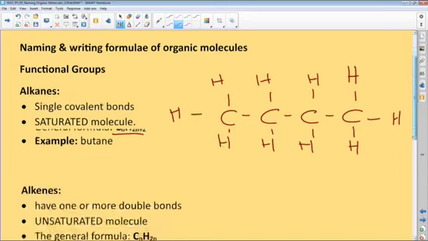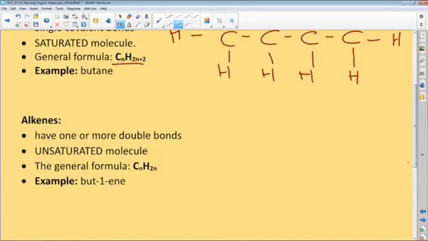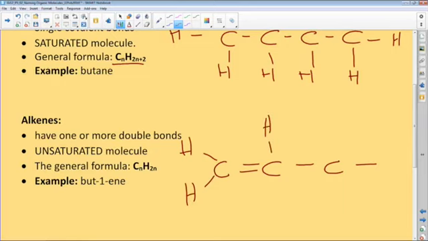The next one are our alkenes. Alkenes must have at least one double bond, okay? And my example that I'm using is but-1-ene. So my double bond sits over here, and what's important is the hydrogens sort of go off at the side. That first carbon can only have 2 hydrogens, can't have 3, otherwise it's making 5 bonds, and it can't make 5 bonds. This middle carbon can only have 1 hydrogen, otherwise it's also making 5 bonds.